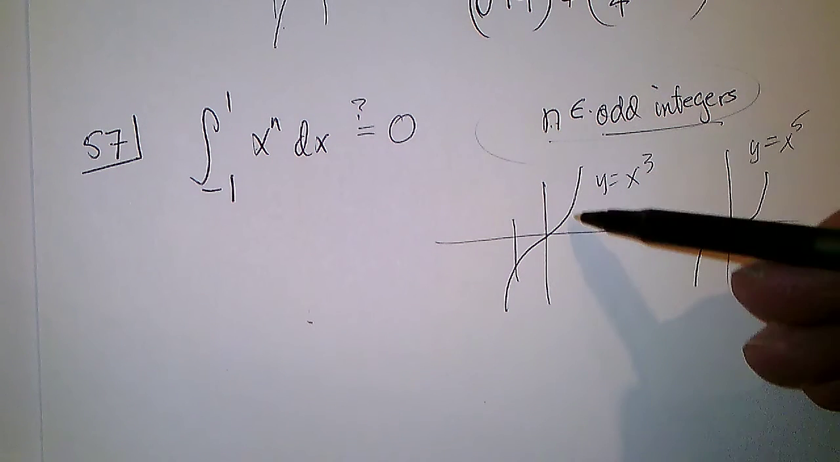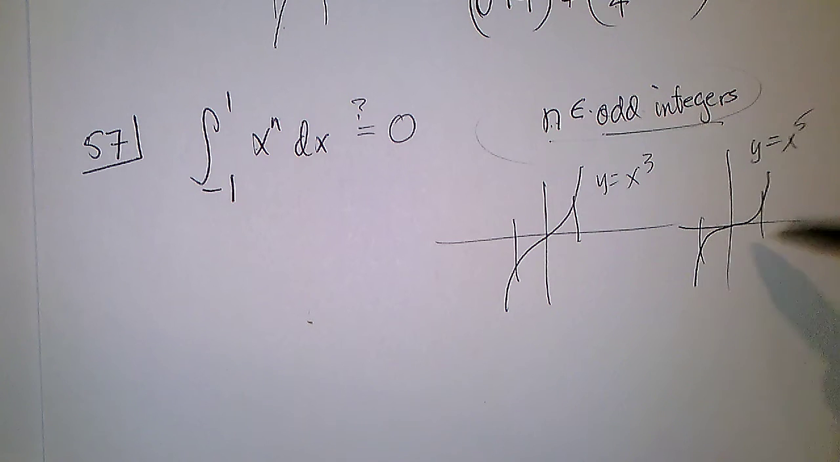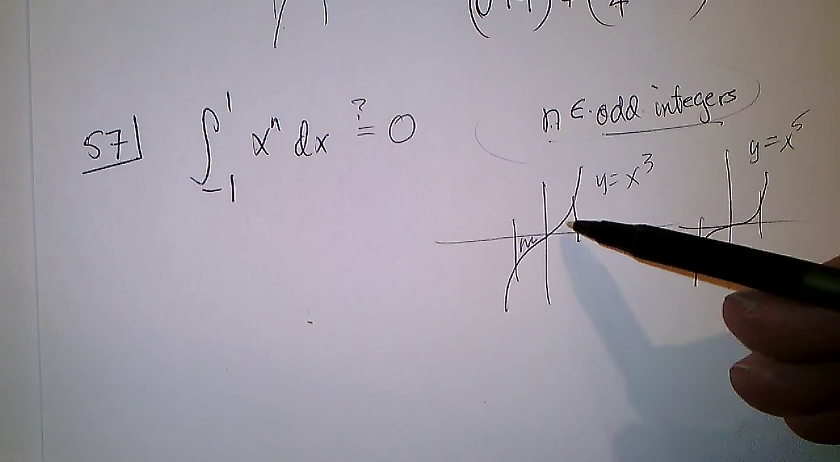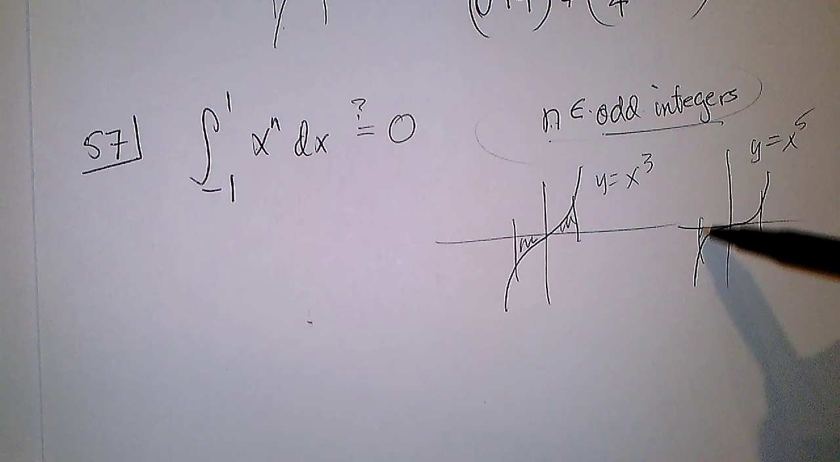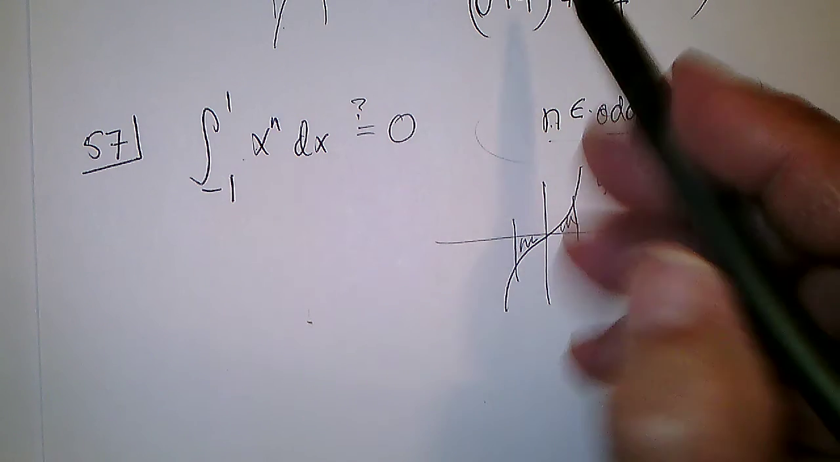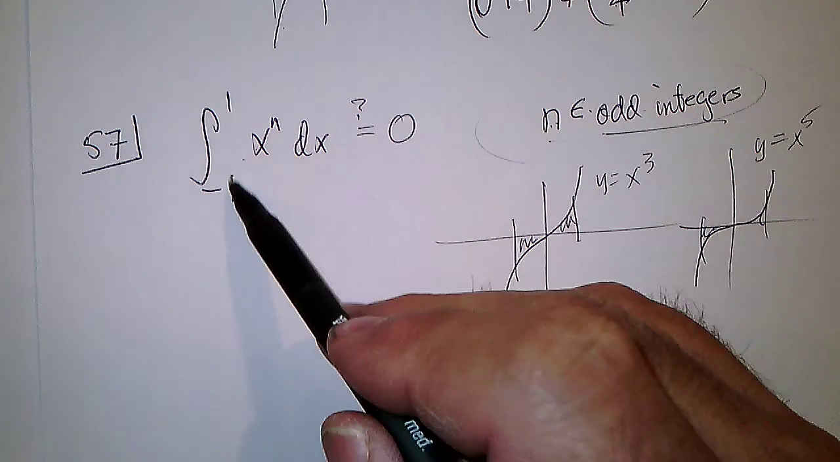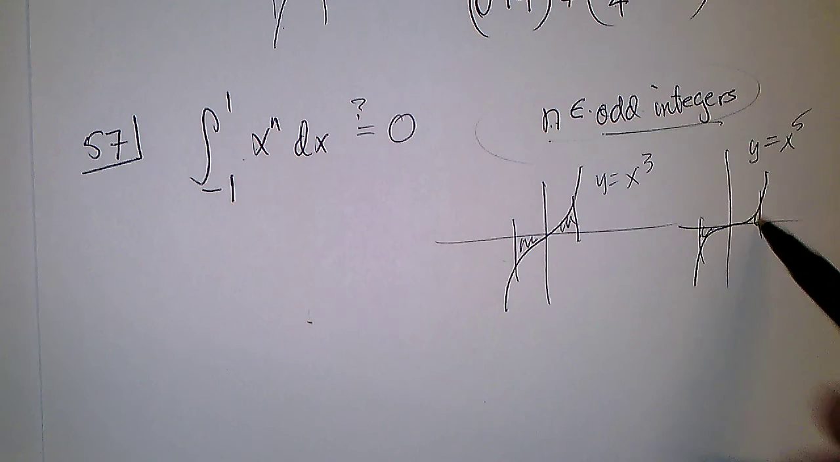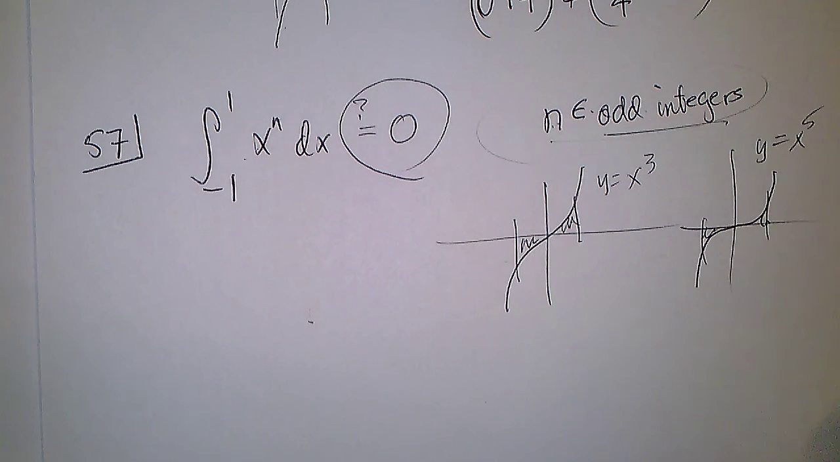So if you go from -1 to 1 on any of these, you're going to have the same amount of negative area as positive area. And so therefore, the integral from -1 to 1 on all odd functions will come out to be 0. So you would have to write this argument out in words.